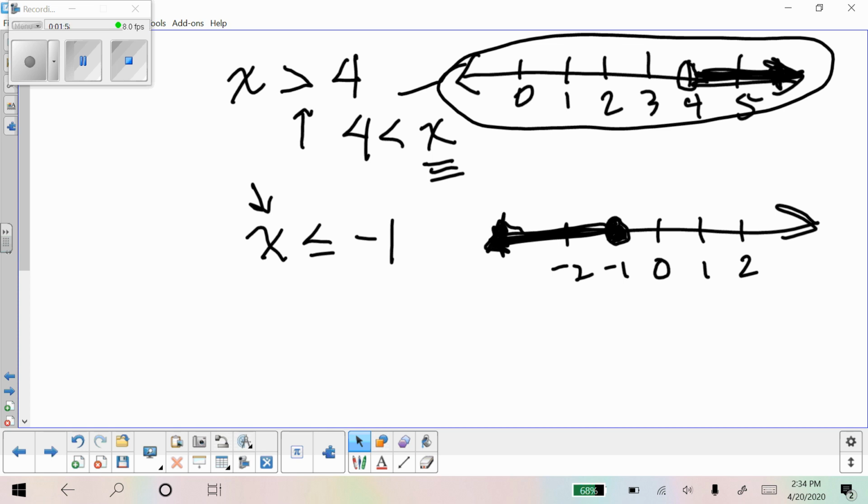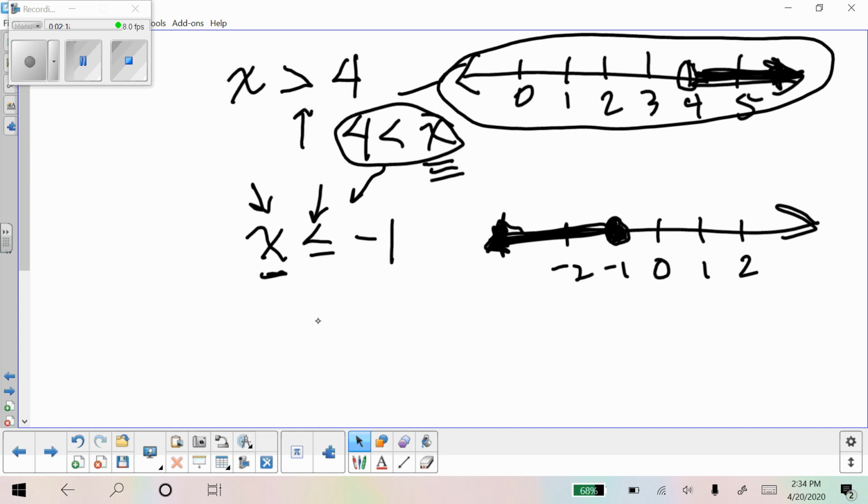Now notice that this arrow is pointing the same as this arrow right here. That'll always be true as long as the x comes first. If the x comes after it, like I wrote this, then the arrow's going the opposite way. But you can always just turn it around and make it so the x comes first.